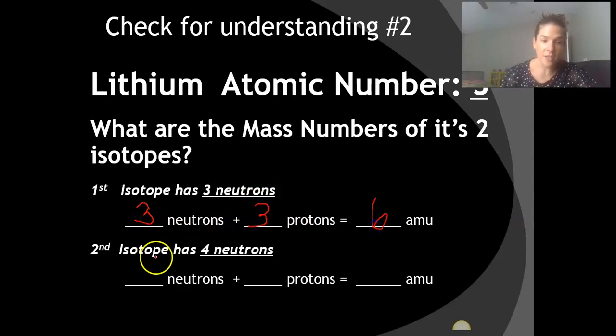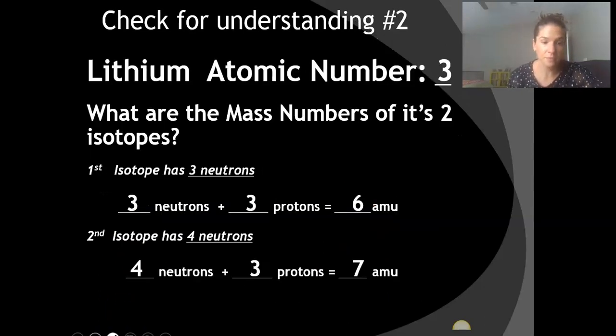All right, this isotope has 4 neutrons. So we have 4 neutrons here. We still have 3 protons because its atomic number is 3, meaning it has 3 protons. 4 plus 3 equals 7 AMU. Okay, this is how we calculate the mass numbers for different isotopes.